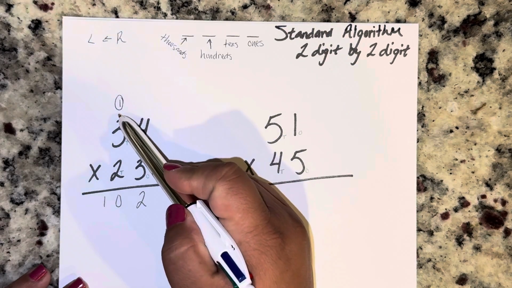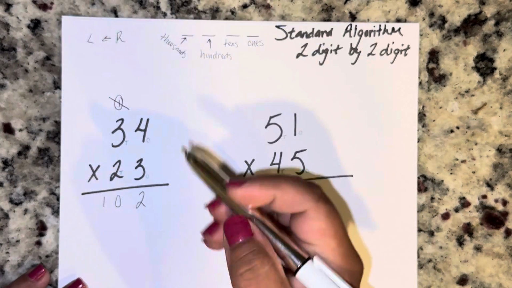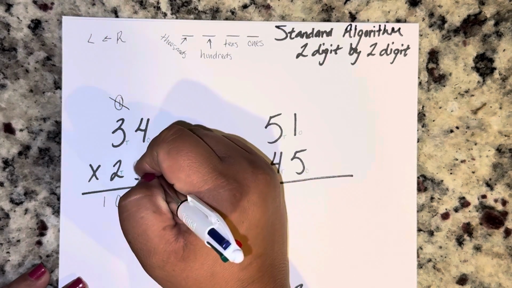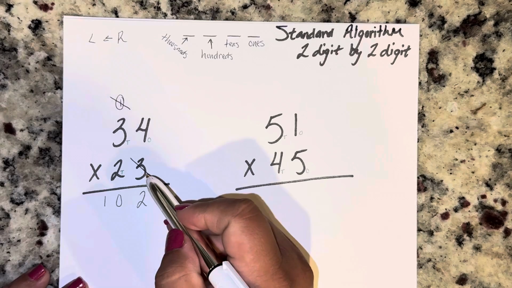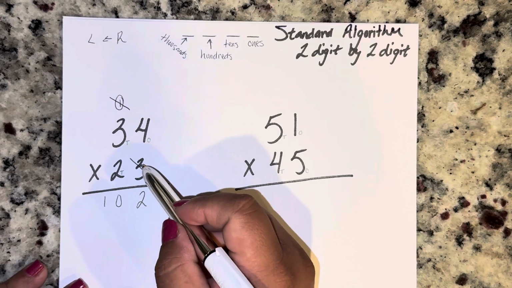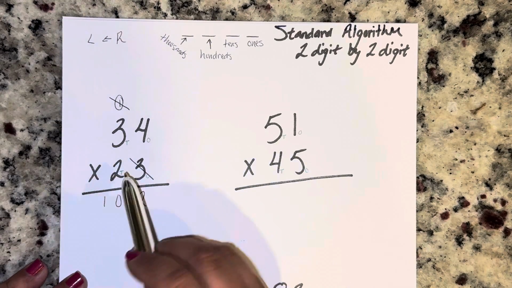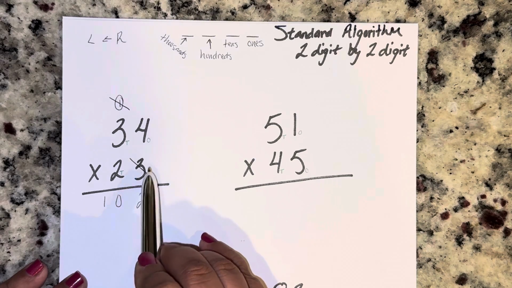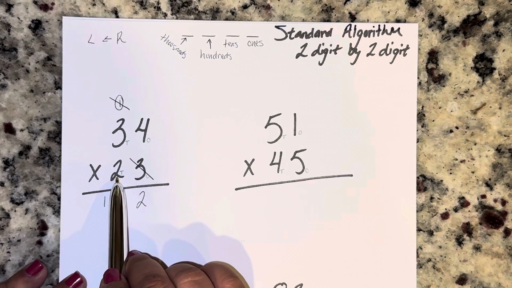I am done with my 1, so I'm going to mark it off. I am done with my 3. I'm going to mark it off. That will help me stay more organized when I continue multiplying. We're done with our ones position, so we're going to go to our tens position. We will start multiplying with our tens position.